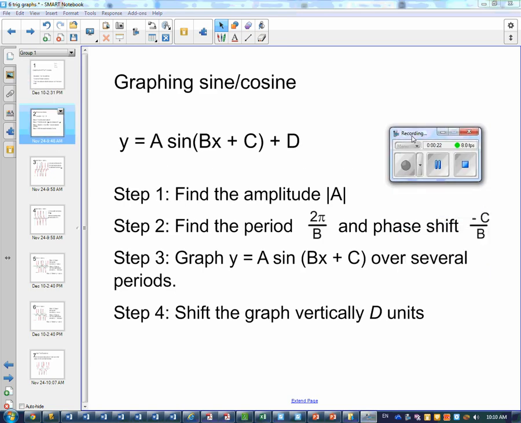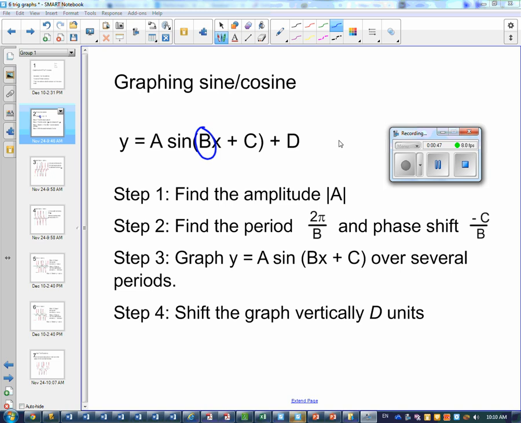So the first type of functions, and you studied these extensively in Algebra 2, is graphing sine and cosine. These are called sinusoidals because they go up and down, over and over and over. So we have this parent function, y equals a sine bx plus c plus d. Now in Algebra 2, you focused a lot on the a, the c, and the d. And what's new to us is the b.